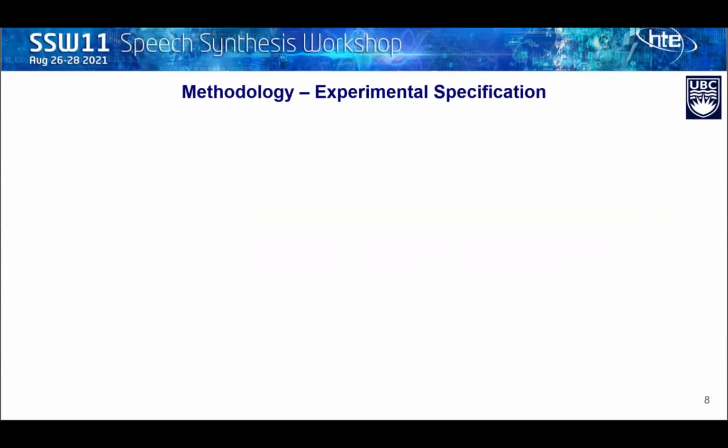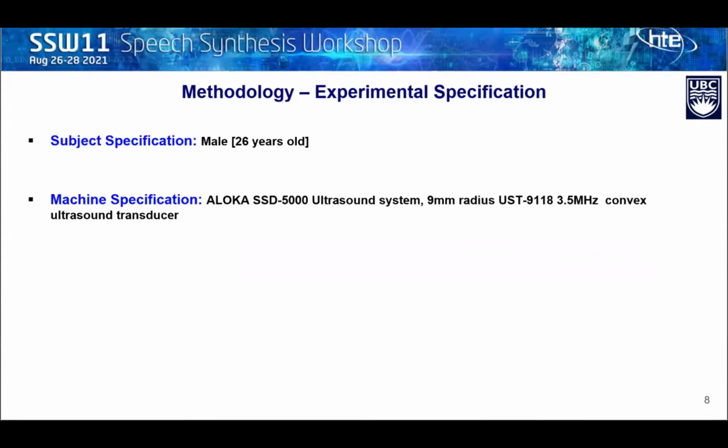For our experiment, we selected a 26-year-old non-native English male speaker. We used the Eloka SST 5000 ultrasound system and a 3.5 megahertz convex ultrasound transducer to image the vocal tract movements. During the ultrasound imaging, we asked the subject to speak 4 English vowel sounds as highlighted here. We primarily selected these vowel sounds as they have simple vocal tract shapes, as well as they are the cardinal vowels representing the extreme points of articulation.